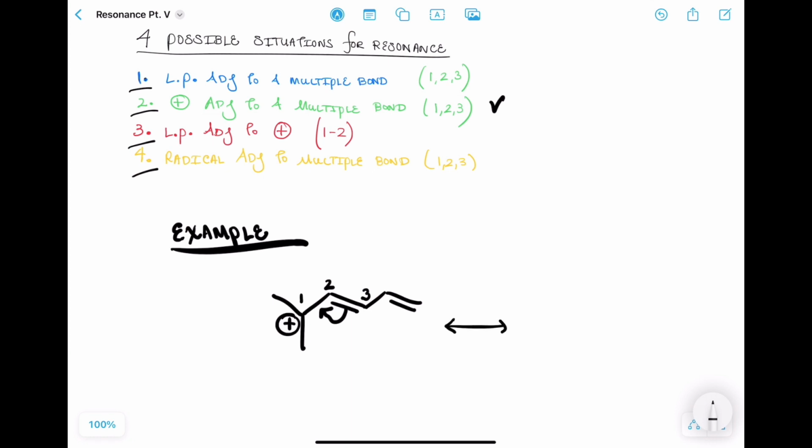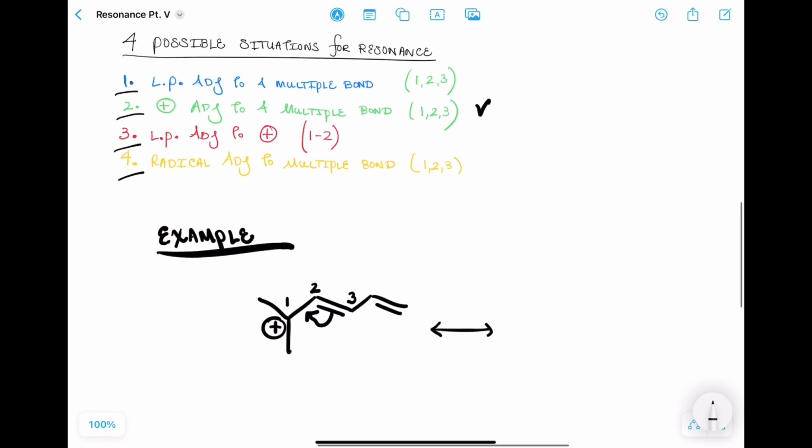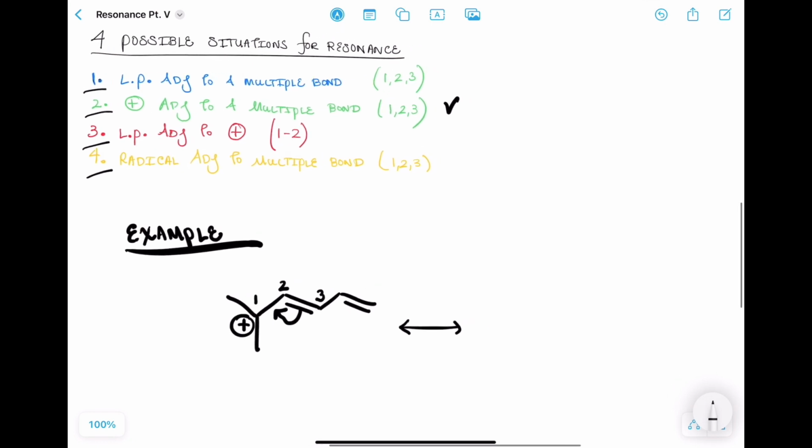Again, we don't draw the arrow for the positive charge because the positive charge is an absence, and you can't draw an arrow from something that is absent. So here's a new structure. The positive charge has now moved over, but we recognize we have a very similar pattern. We still have a positive charge adjacent to a multiple bond.